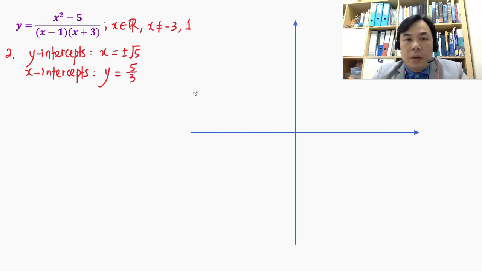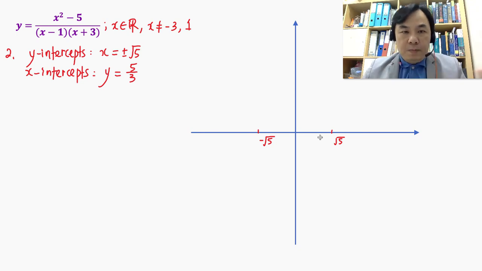Okay, and there you have it. The x and y intercepts. So let's mark it down. This is 2 point something. So 1, 2 most probably will be here. -5, 1, 2. Roughly I would say 5 over here. Okay, and then like 1 point something.